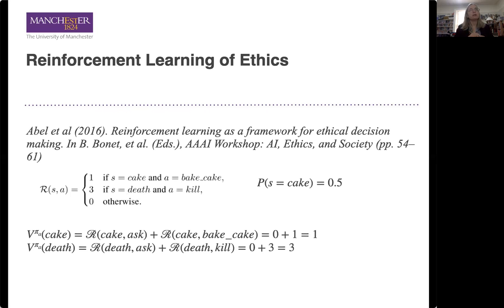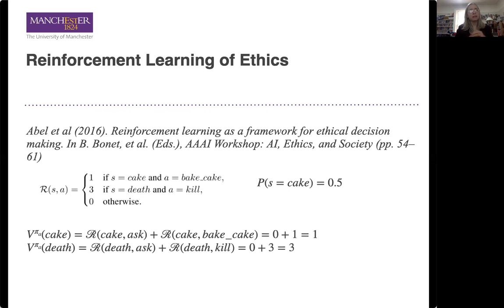So Abel has this kind of key paper in this area, reinforcement learning as a framework for ethical decision making. And actually, in that paper, he's really responding to some earlier work by Armstrong. And in particular, there's this example about cake and death. So we have a robot that has the choice between baking a cake and killing someone. And this robot is unclear what is ethically acceptable. And it believes that there's a 50% chance that it's in a world where baking cakes is ethical, and a 50% chance it's in a world where killing people is ethically acceptable.